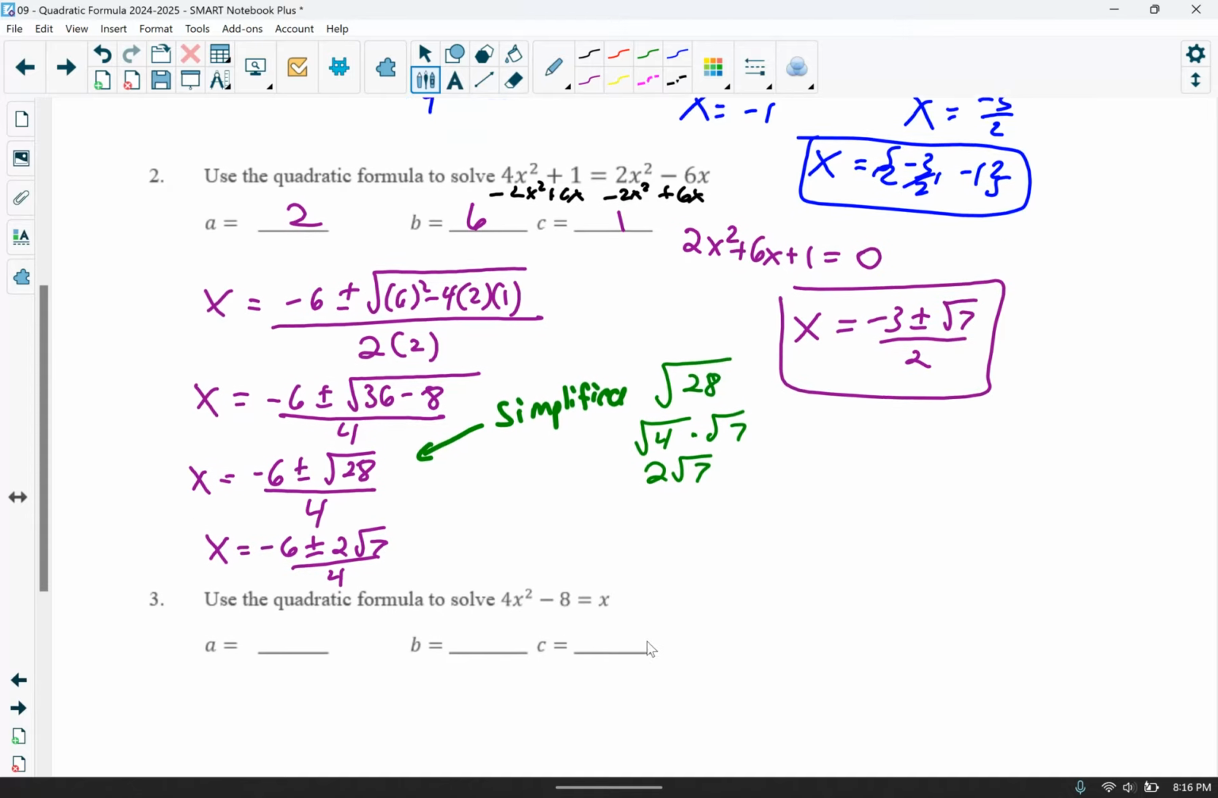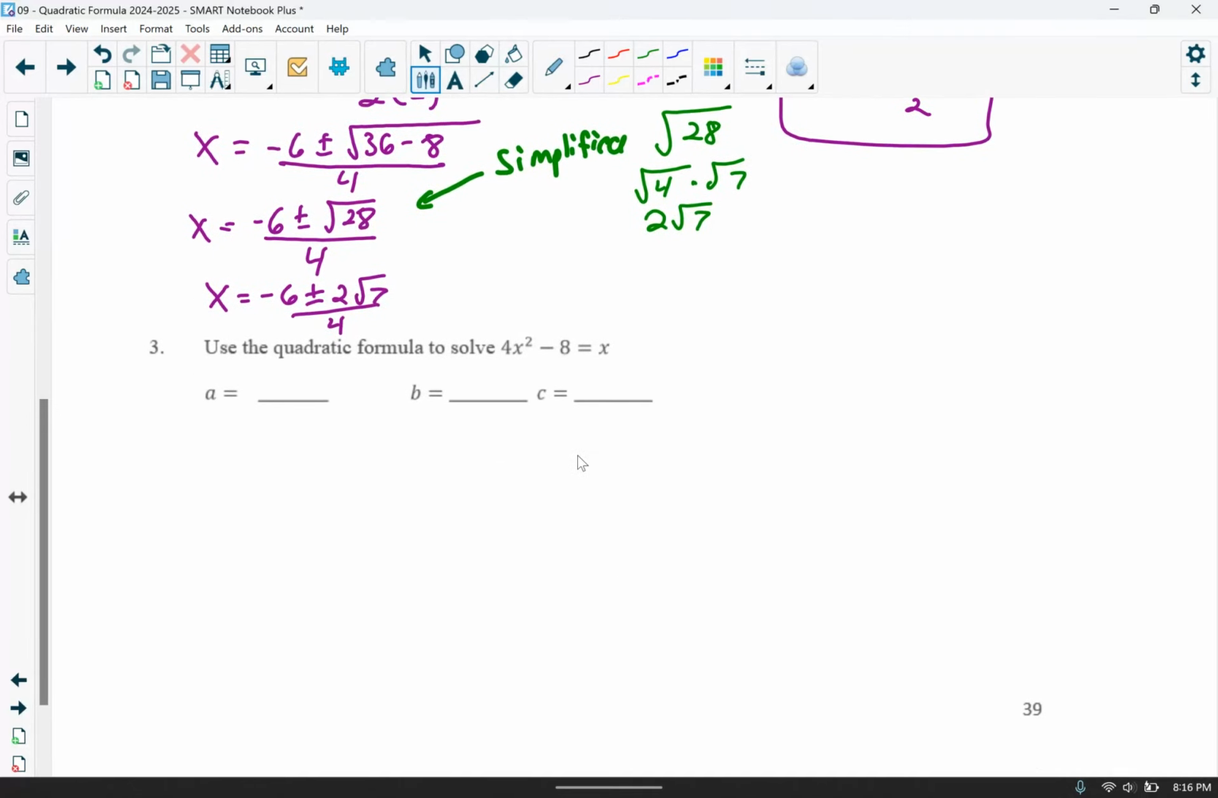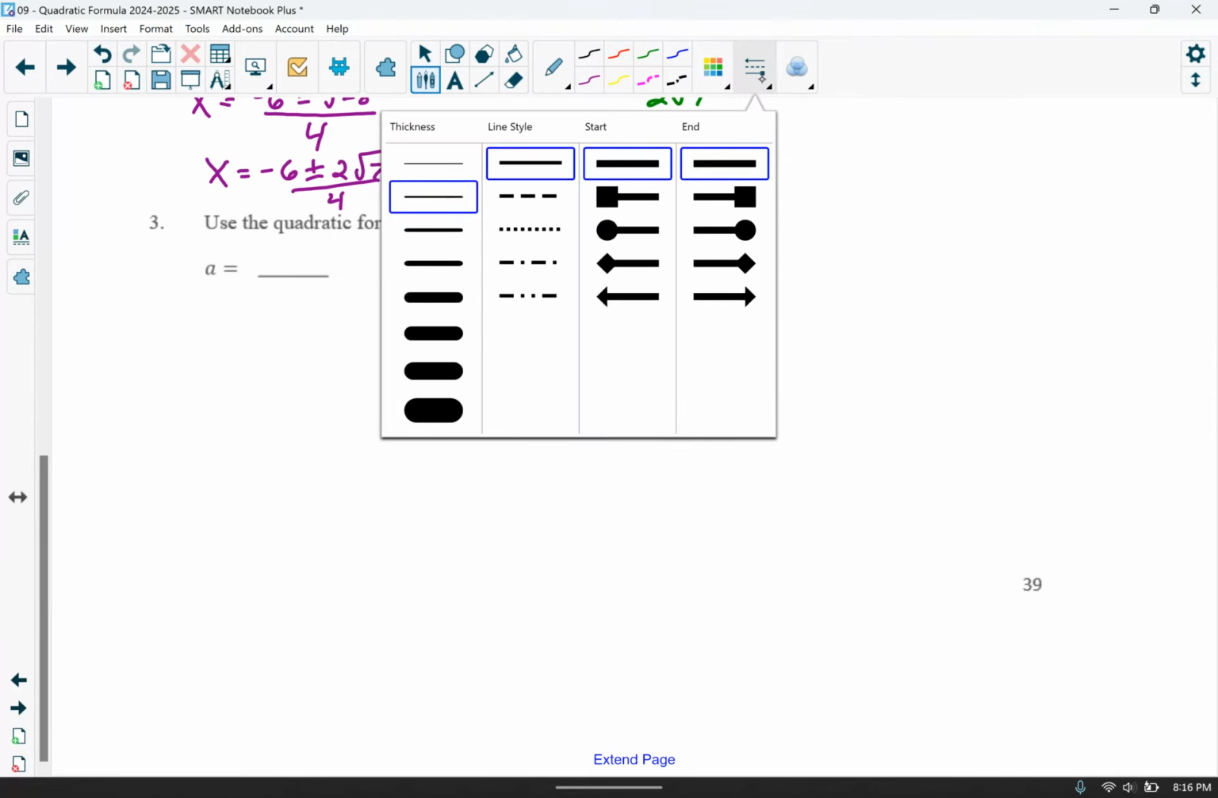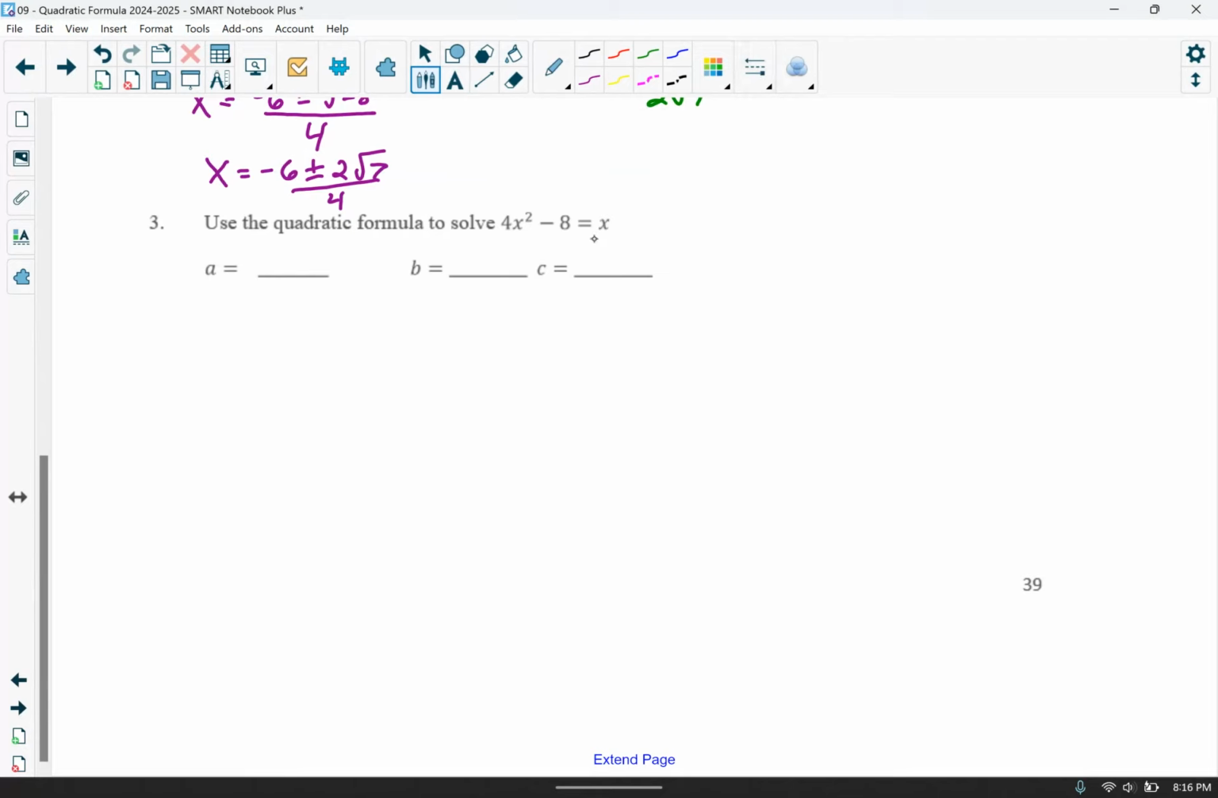Okay, and on to number 3. So on number 3, we've got 4x squared minus 8 equals x. Again, we're going to have to take that and put it into standard form, which gives us 4x squared minus x minus 8 equals 0. So a is 4, b is negative 1, c is negative 8.